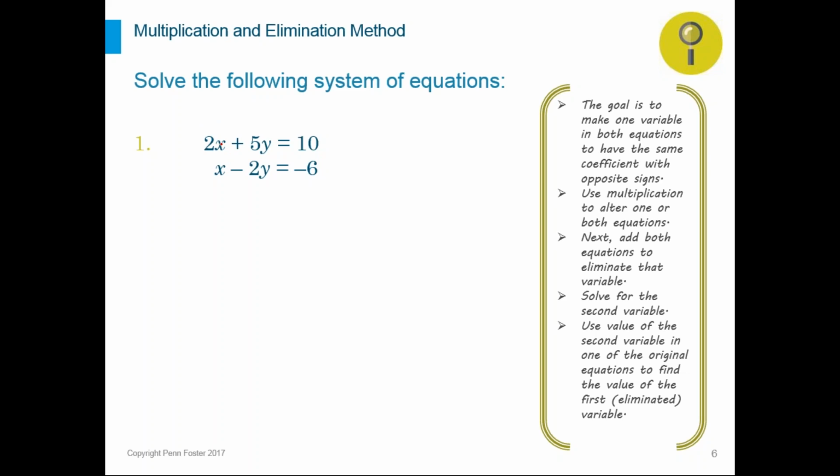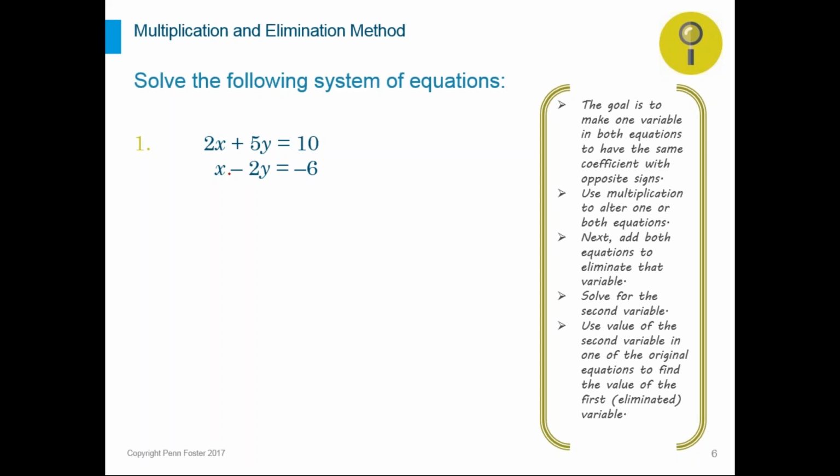Our goal is to make x once with a 2 and once with a negative 2, the same coefficient with an opposite sign. Our goal is to use multiplication to alter either the first or the second equation, again for one of the variables to have the same coefficient but with opposite signs. Now I see the easiest way to do that is to look at the x. I have 2x and 1x.